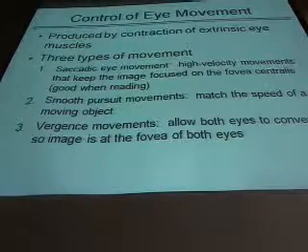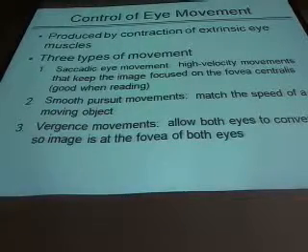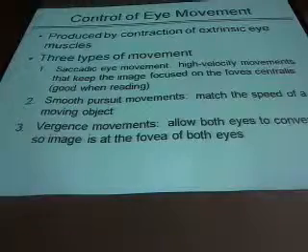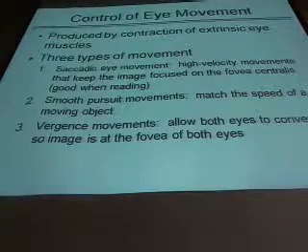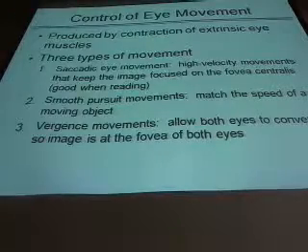Convergence allows the eyes to converge, so the image is at the fovea with both eyes. That's convergence movements. That allows the eyes to converge on an image so both fovea have the image.